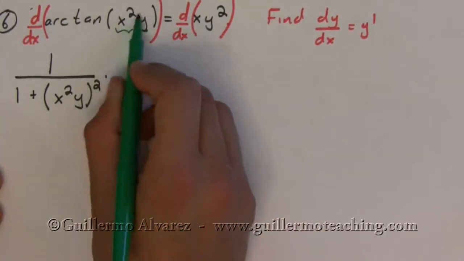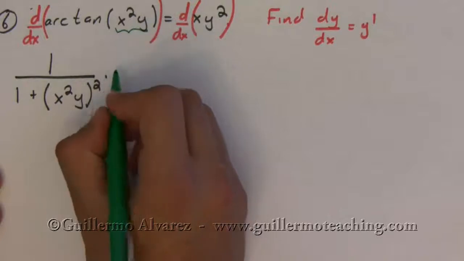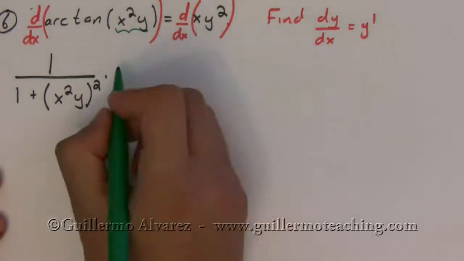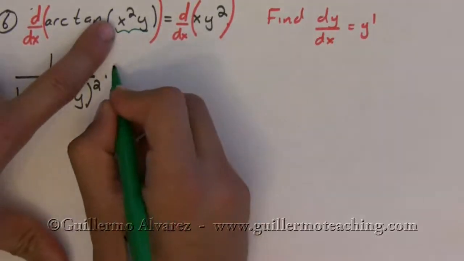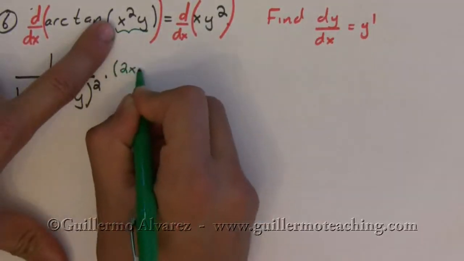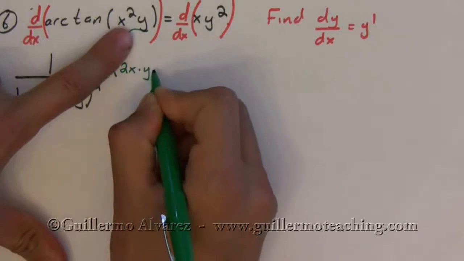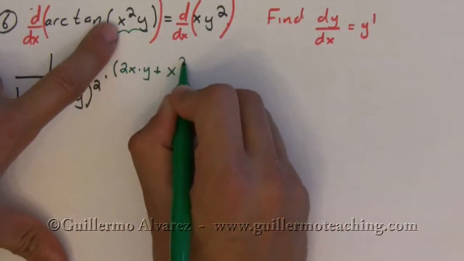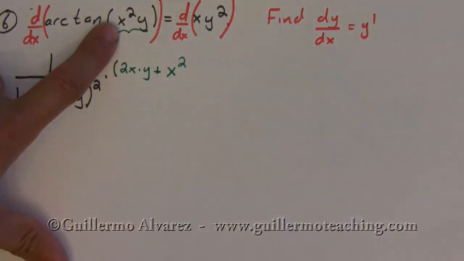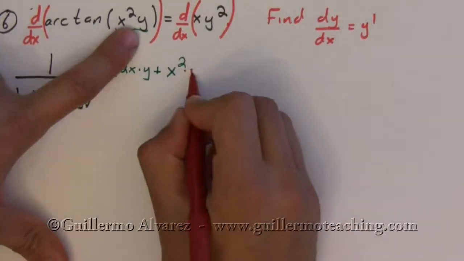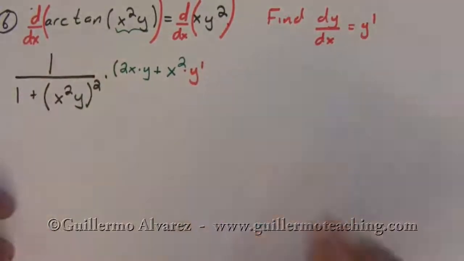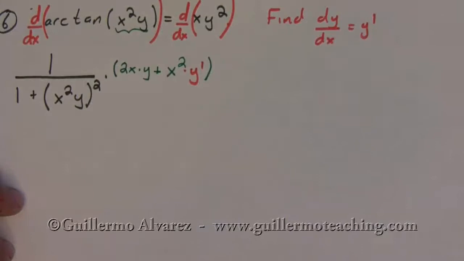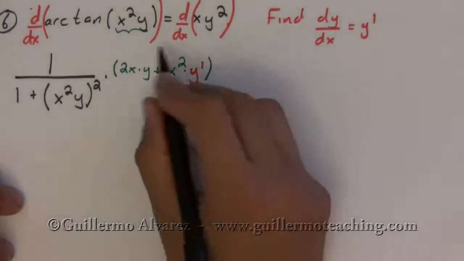But here on the inside, we have to use the product rule. So when we do the product rule, remember what we have is the derivative of the first, which is 2x, times the second, leaving it alone, plus the first, leaving it alone, times the derivative of the second. Well, that's just y prime. Okay. So that's the left side.